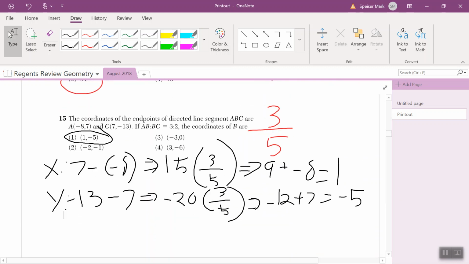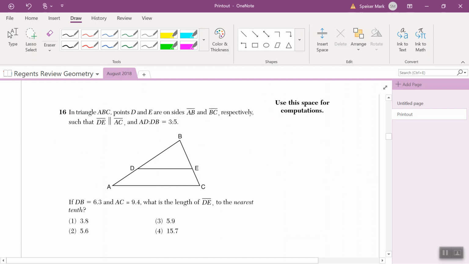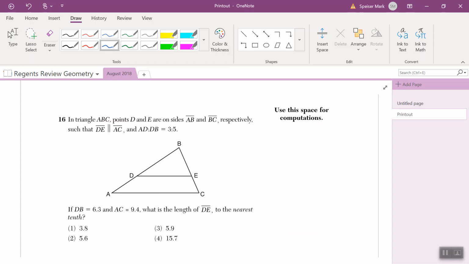Final up in this video. Question 16. In triangle ABC, points D and E are on sides AB and BC respectively, such that segment DE is parallel to segment AC, and AD to DB is in ratio 3 to 5. So set the ratio where this is 3x, this is 5x. Anytime you have a ratio, you just call it like this. DB is 6.3, so 5x equals 6.3.